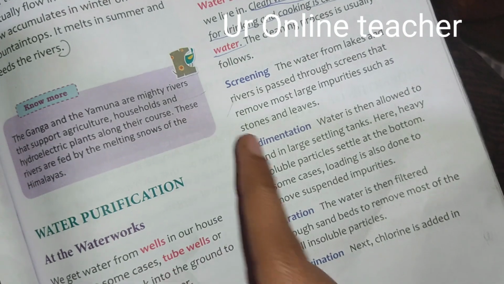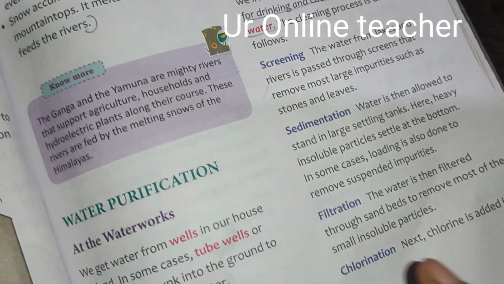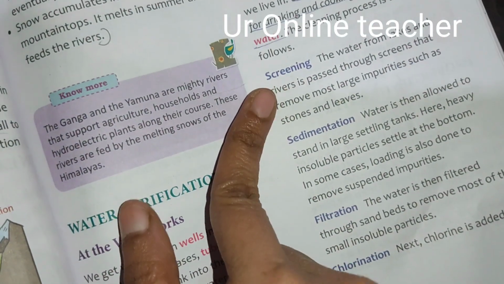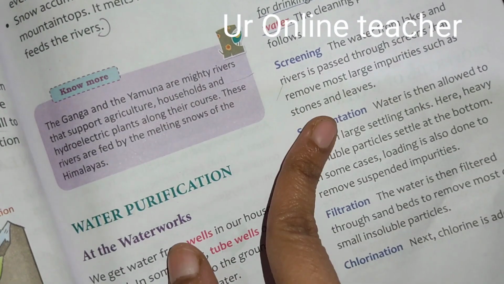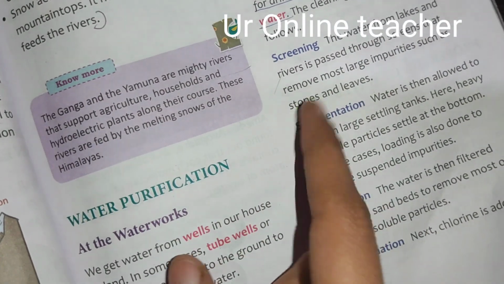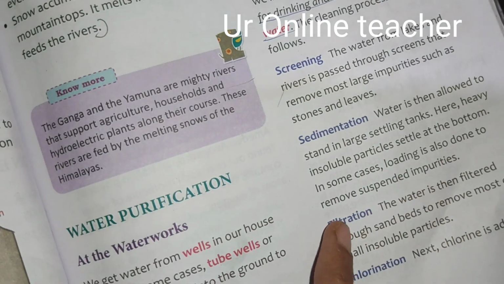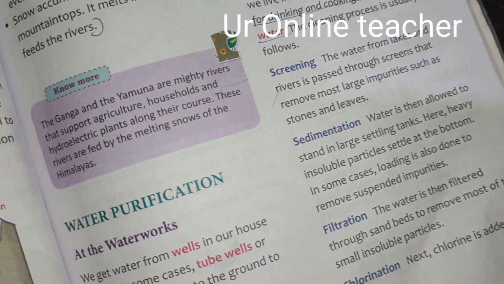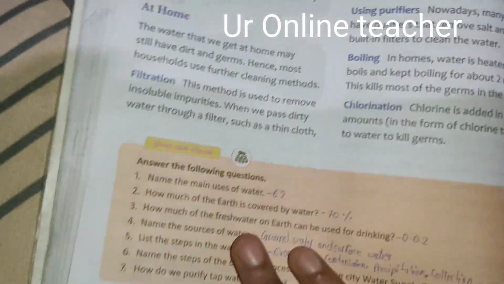So what are the 4 steps, children? Screening, sedimentation, filtration, chlorination. Screening, large impurities are removed. Sedimentation, heavy insoluble particles are settled down. After that, the rest is removed by filtration. Then germs are killed by chlorination.